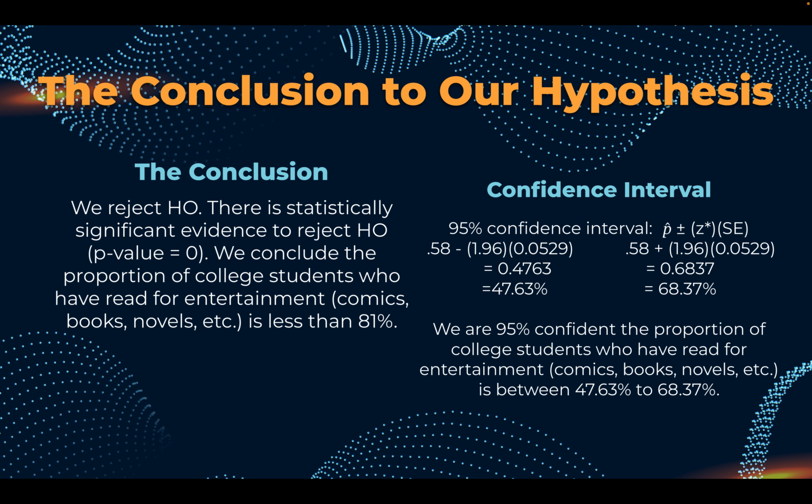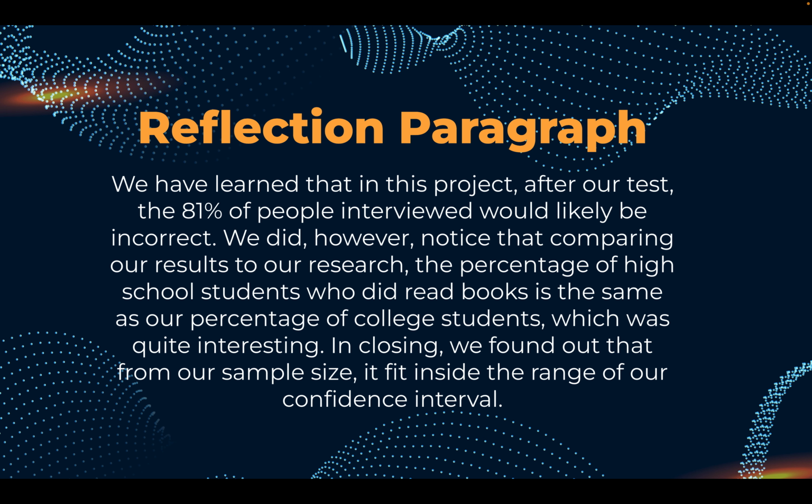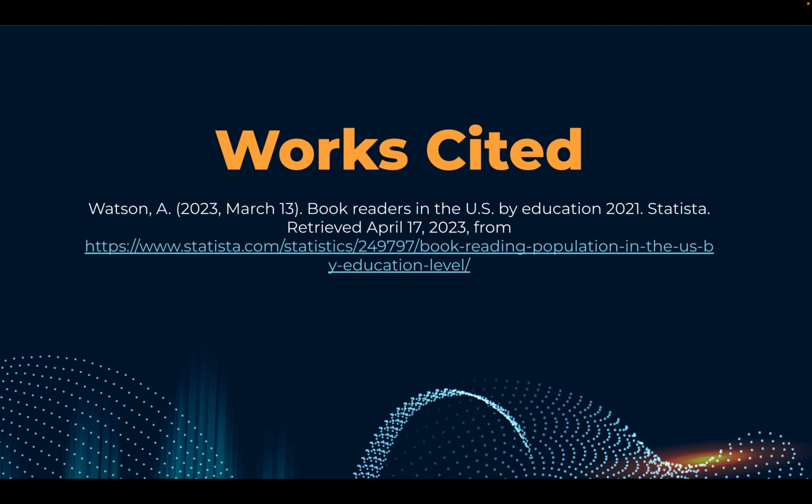Then, after testing our confidence interval at 95%, we are 95% confident the proportion of college students who have read for entertainment is between 47.63% and 68.37%. Overall, our group learned that the 81% of people would likely be incorrect. We found out that our sample proportion fit inside the confidence interval, which further supported that.